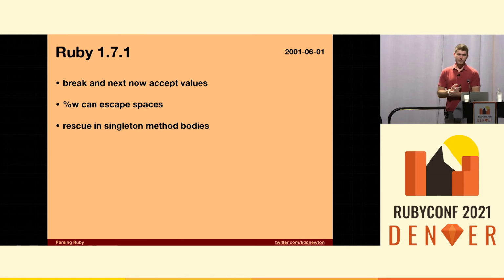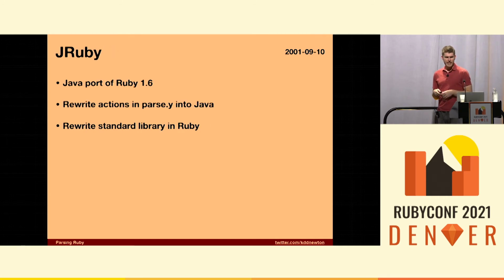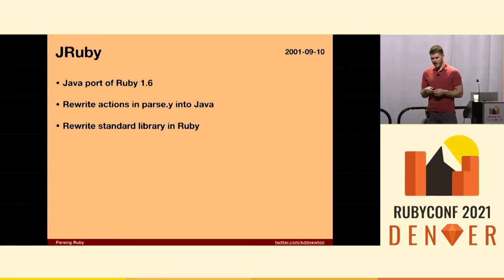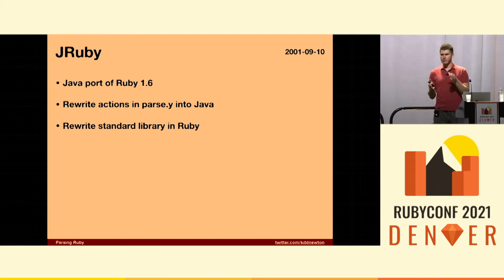Ruby 1.7.1 comes out. This was right around the time of the first RubyConf. And we get some interesting things, break and next now accept values, rescue and singleton method bodies, more and more things are getting added. Around this time, JRuby gets created. So it's funny. JRuby takes the parse.y file, the grammar file that we looked at. You remember the racc file from earlier. It takes that grammar file, takes all of the action blocks, which were the things in the braces, and rewrites them all.